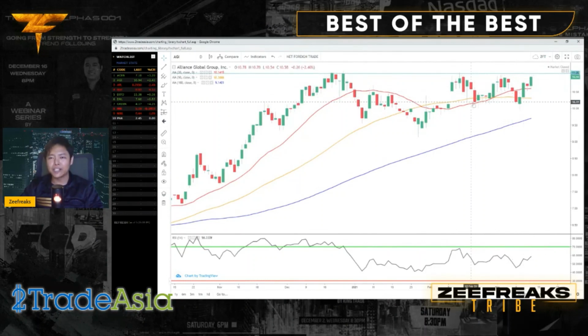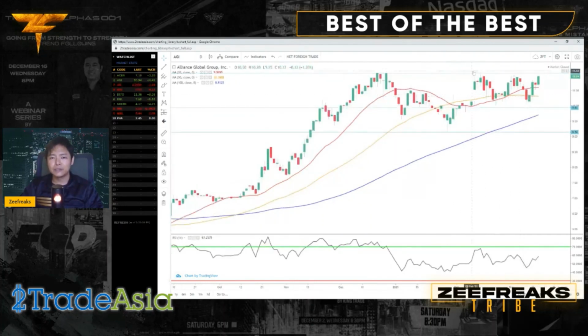Mukhang outlier siya. If it breaks down from this level though, okay, that's 9.93 or this level, we need to always look at two levels. So this is our minor support. If yan nabasag, we'd probably see a sideways move. And if this breaks down, which is the 9.14 levels, pwede tayong makakita ng bear cycle for AGI. But for now, mukhang malakas pa naman siya. So, ayan. These are the levels to watch.